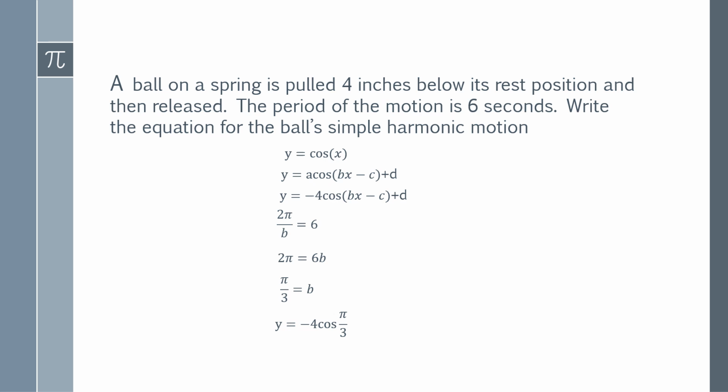Now, this is the part where you have to figure out that little detail. I'm not going to explain the detail, that's for you to figure out. Now, with that being said, with b being pi over 3, you can put everything together. And once you put everything together, guess what? You got your equation.